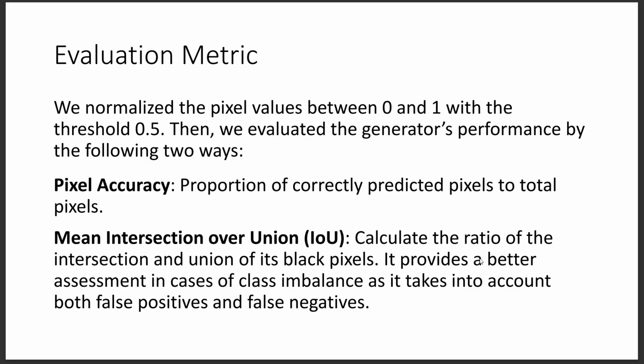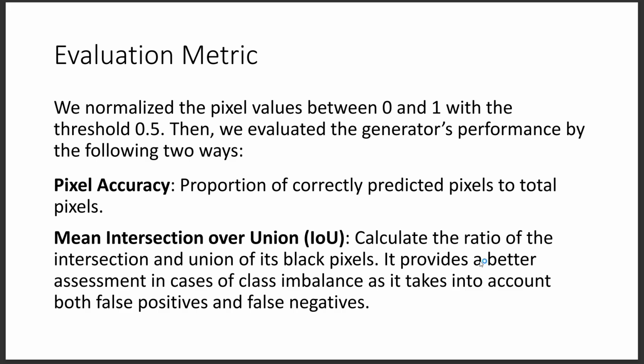Here is our evaluation metric. We normalize the pixel value between 0 and 1 with the threshold 0.5. Then, we evaluate the generator performance in the following 2 ways. The first is the pixel accuracy. It is the proportion of correctly predicted pixels to the total pixels.